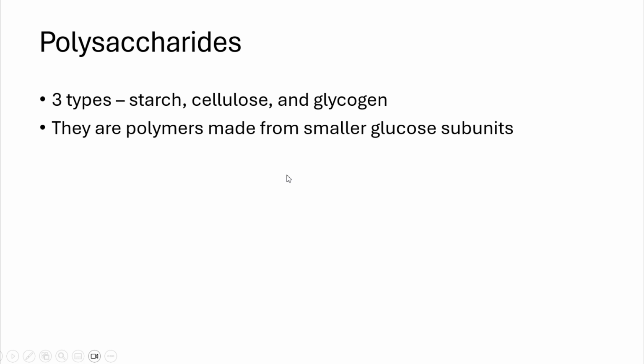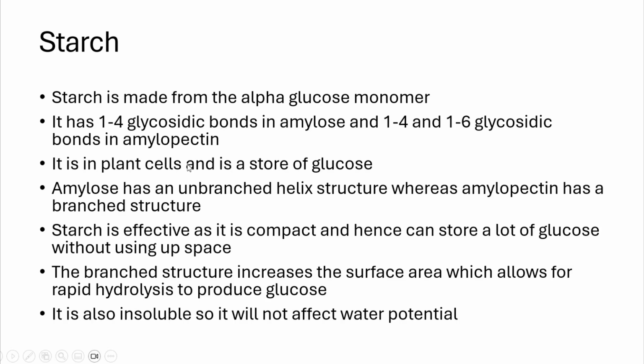Alright, cool. Polysaccharides. There are three types: starch, cellulose, and glycogen. They are polymers made from smaller glucose subunits. I know there's a lot written here, but just trust me, go through this with me, and you'll be certain in the future. This is all you need for those marks. So starch is made from alpha glucose monomers. Write that down and make sure you know that. It has 1,4 glycosidic bonds in amylose and 1,4 and 1,6 glycosidic bonds in amylopectin.